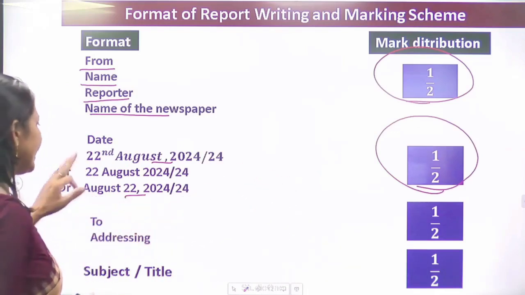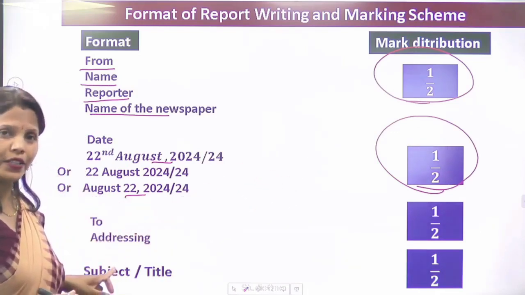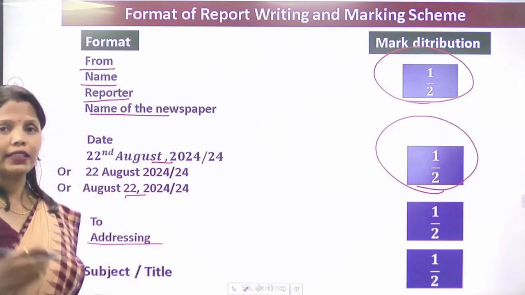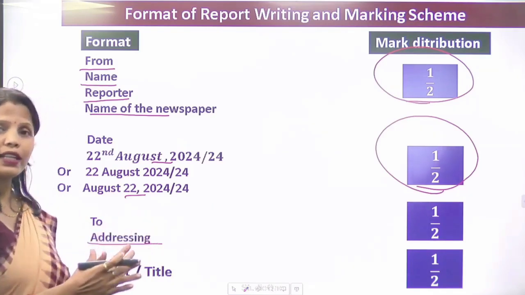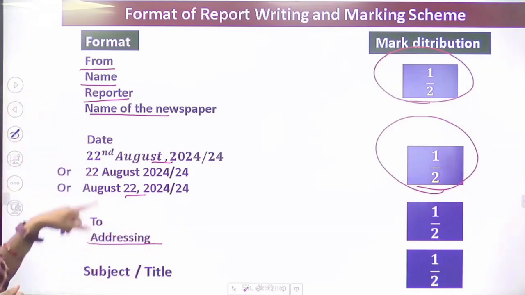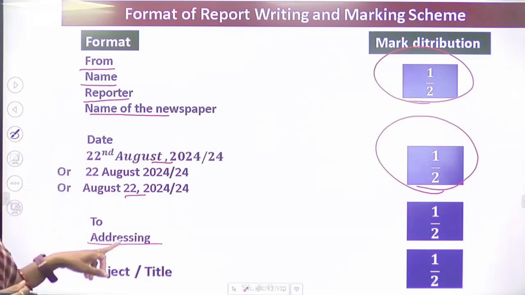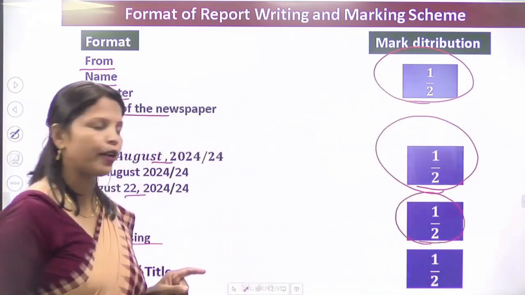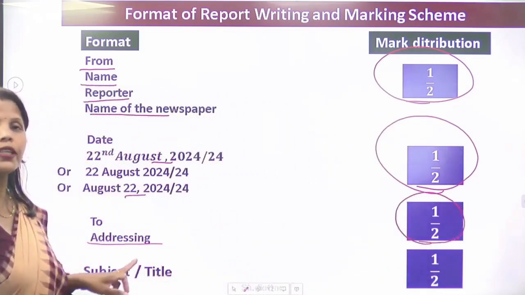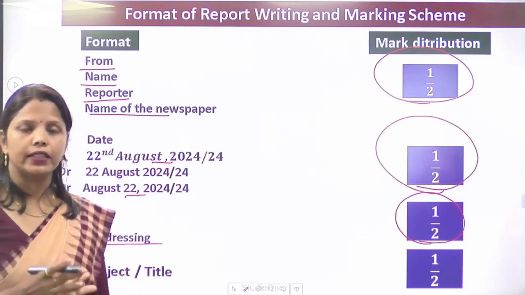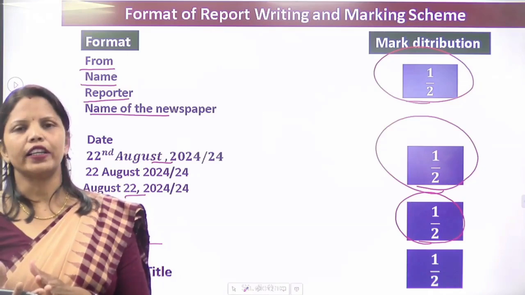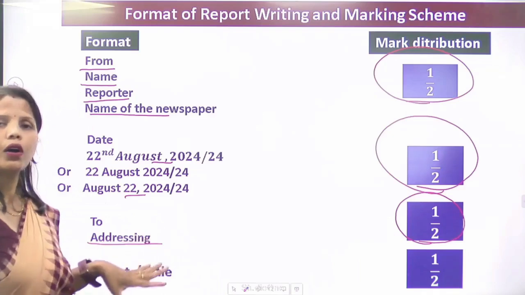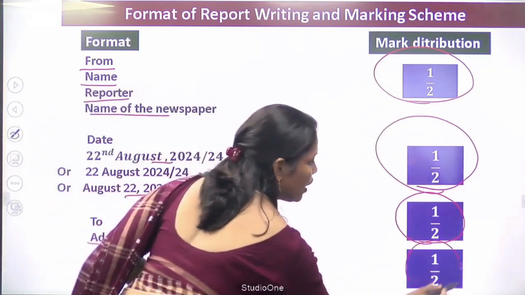Then comes To and addressing. What we will write in the addressing, I will tell you later. First, just copy it. For To and addressing, there is also half mark. Then comes your subject or title. Either you can write subject or title; title is better, but you can also write subject. It also carries half mark.